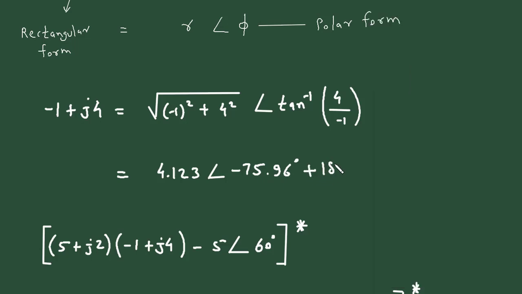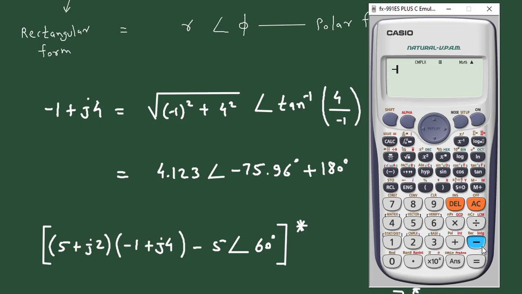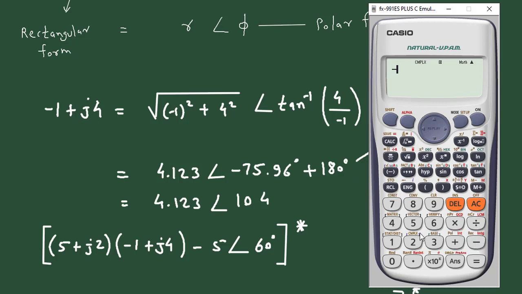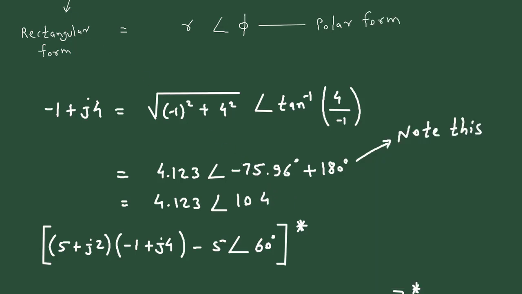Let's add 180 degrees here. Minus 75.96 plus 180 degrees, the answer should be 104.04. So we have to add 180 degrees. Note this. Now we will do the changes accordingly. This will be changed to 4.123 at an angle 104. Let's verify: minus 1 plus j4, then shift to 3. This is the answer, 4.123 at an angle 104.03. So this should be the answer for this.